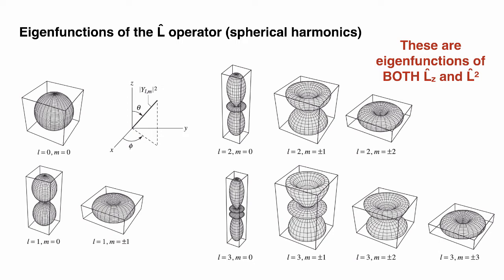And it goes from the spherically symmetric system, which we know very well. It's the S state, L equals 0, M equals 0. Then we have P states, L equals 1, M equals 0, and L equals 1, M equals plus or minus 1, and so on and so forth. And so they become more and more complicated as L increases.